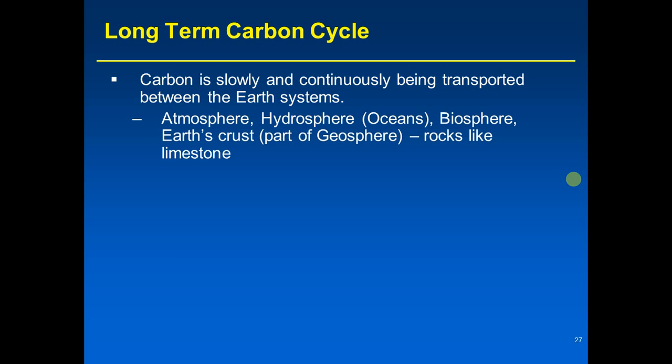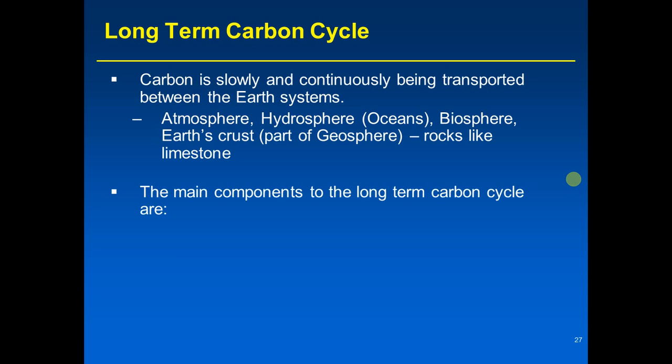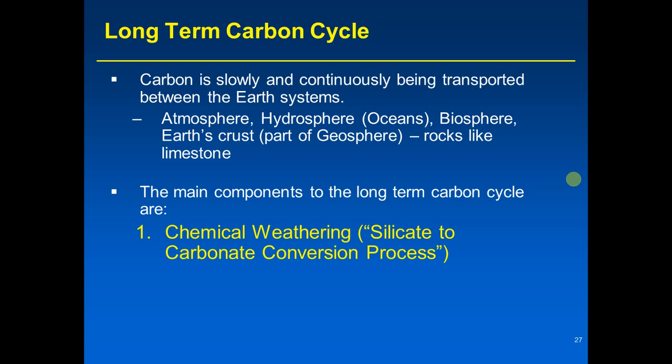The main components to the long-term carbon cycle are four. There are four major components of the long-term carbon cycle, and we will be discussing them in detail. 1, chemical weathering, also called the silicate to carbonate conversion process. It's called this because during this chemical weathering, silicate rocks, such as granite, are transformed into carbonate rocks, such as limestone. And this is part of the long-term carbon cycle.